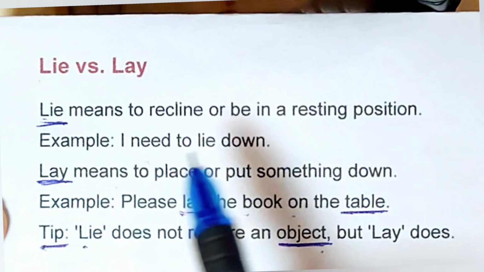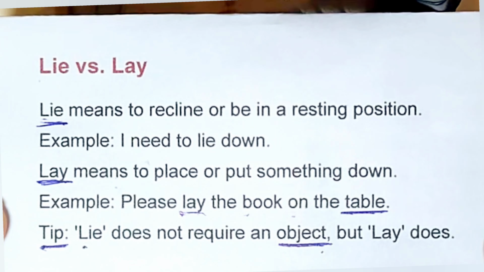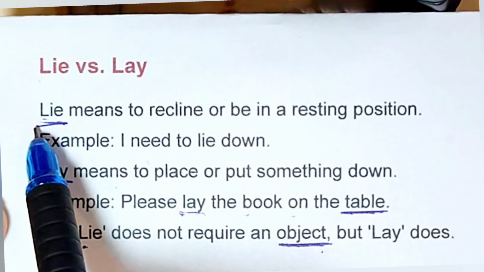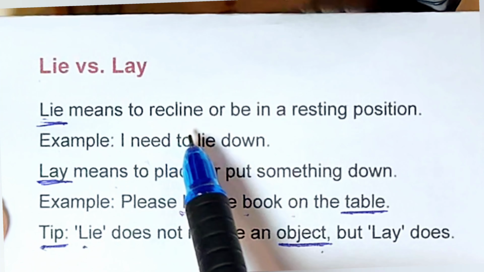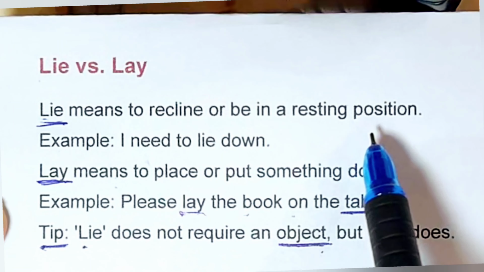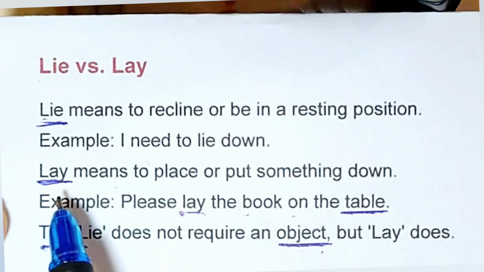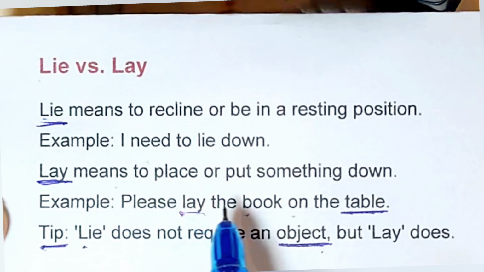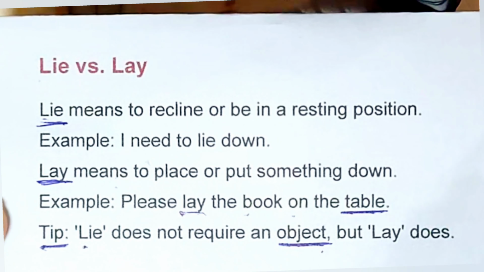So I think you are clear about these two words. Lie means to recline, to be in a resting position. And lay means to place or put something down. That's the meaning of these two similar looking words.